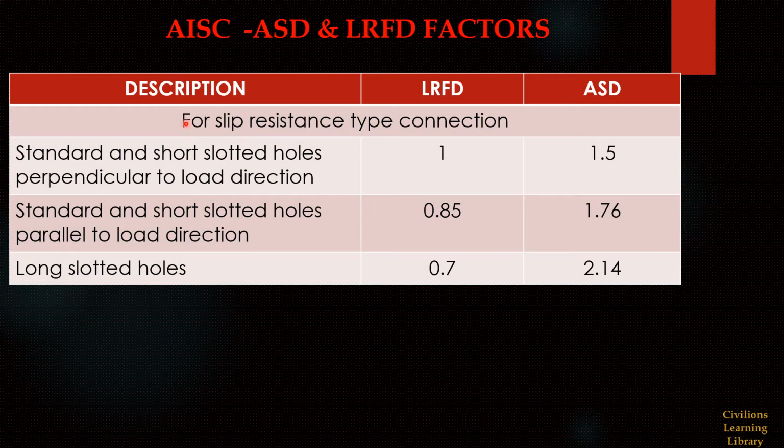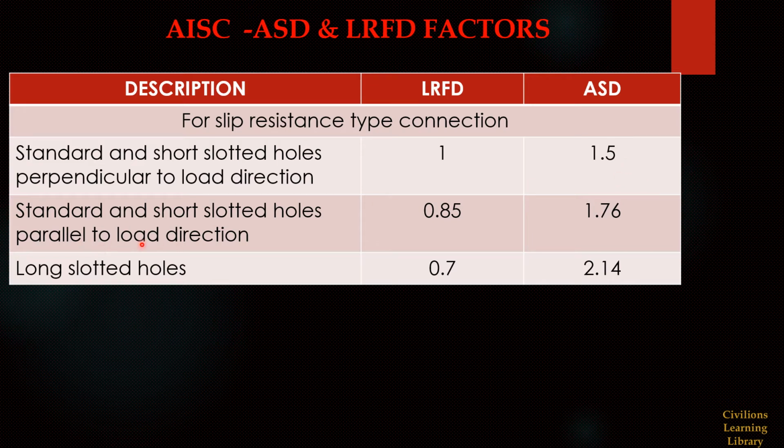In this table, we have listed out the factor of safety for slip resistance type connections. Generally, it will come in seismic type structures and vibrating structures like bridges or any kind of equipment structures. For standard and short slotted holes, where the slots are perpendicular to the load direction, our factor value is 1 for LRFD and 1.5 for ASD.